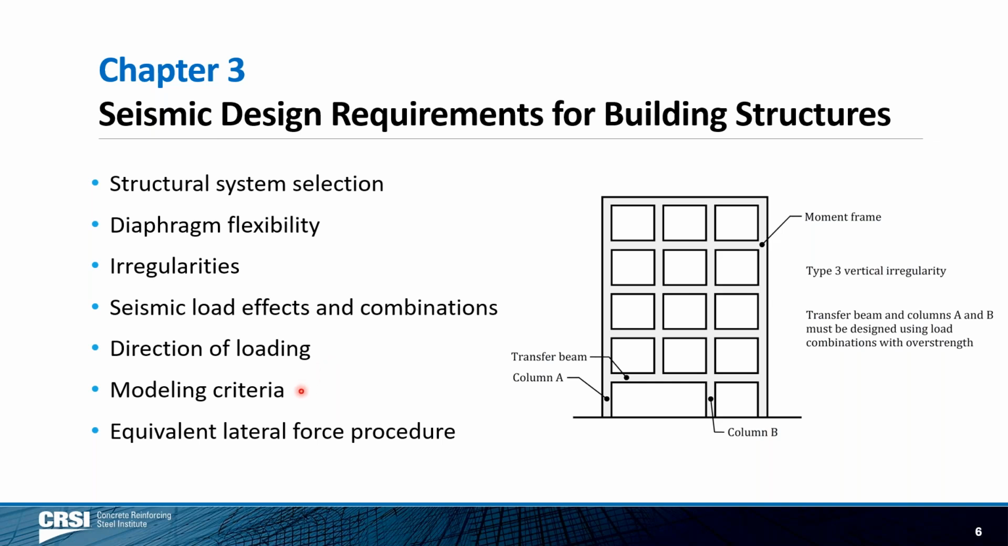We give some recommendations on how to model reinforced concrete buildings. What should be the stiffnesses, for example, of your diaphragm, your beams, your columns, your walls, your coupling beams. All of that's given in chapter 3, as well as a procedure, the equivalent lateral force procedure, step by step, on how to determine the forces that get applied on the building. We do modal analysis as well, in an example in the design guide. And we also give the procedure on how to determine the forces in the diaphragm as well.